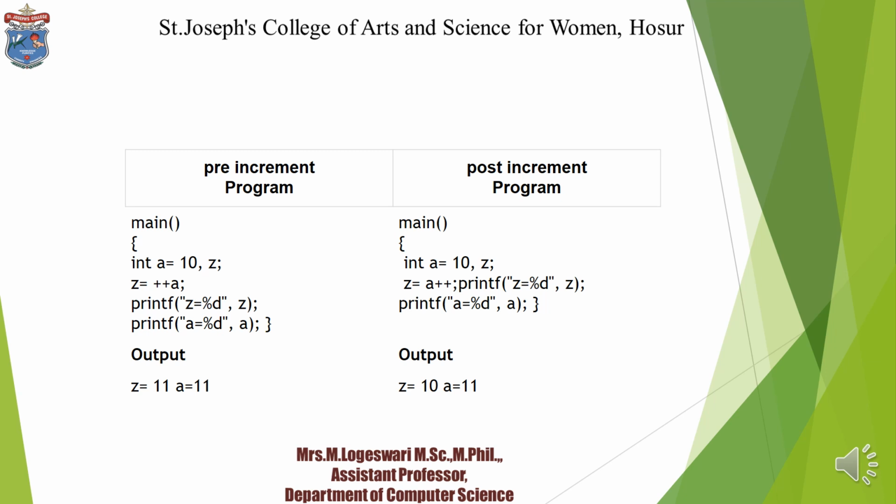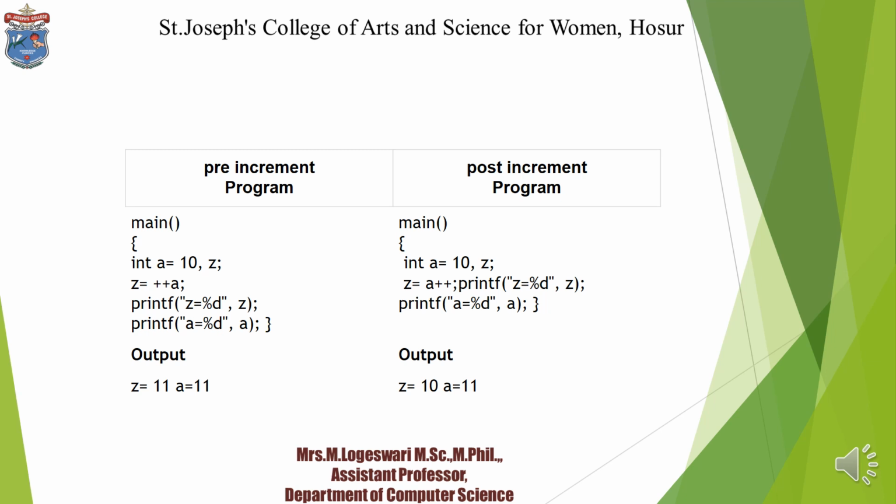Okay, so first a value equal to 10, so 10 is assigned to z, after that the a value will be increased. So printf of z, what is that value we can get? So z equal to 10. Okay, so after that print the a value, we can get the answer is 11.